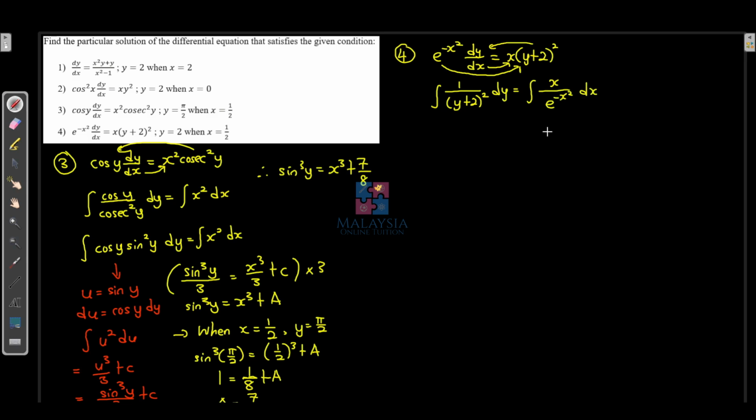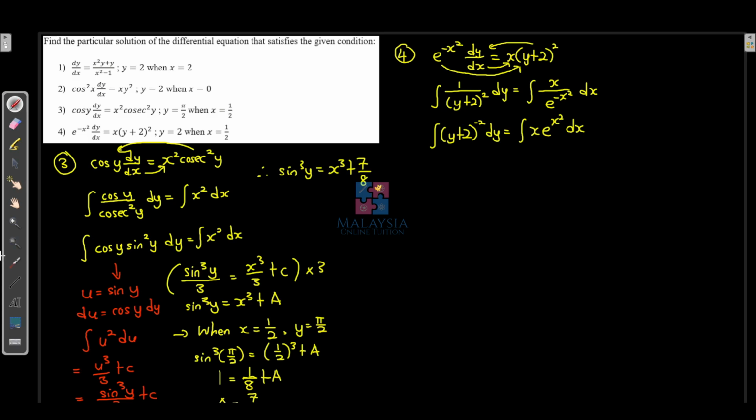Like this. Then for the left hand side, we can bring the bracket up. So we have (y plus 2) to the power of negative 2 dy equals, on the right, x e to the power of x squared dx. Why is it like this? Because our power is negative. Negative power means that you have to turn it upside down. If it is on top, it will go to the bottom, and if it is at the bottom, it will go to the top. That's why this is the thing that we are going to integrate later.